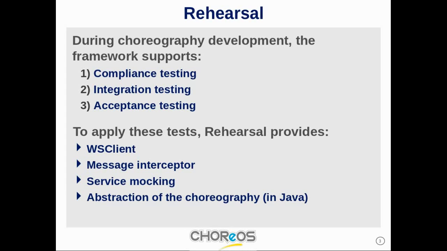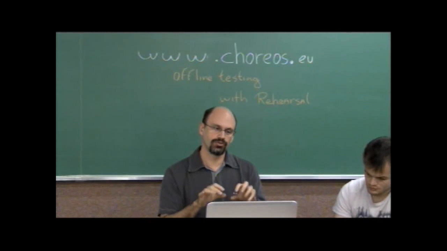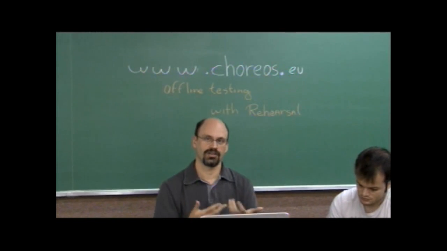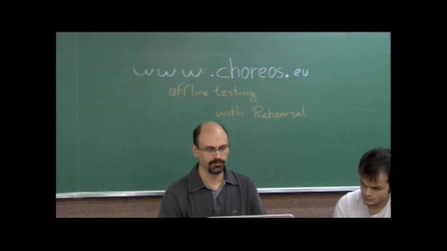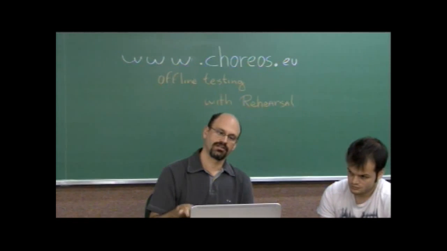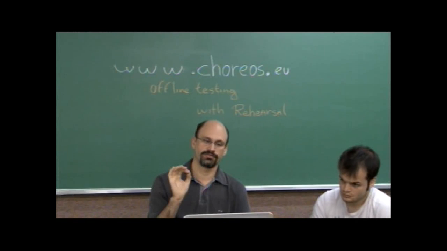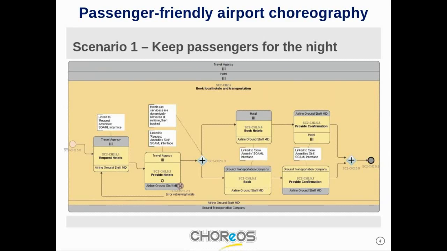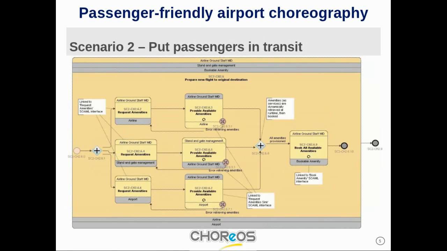And finally, the abstraction of the choreography in Java can be used by developers to write Java code to test the different functionalities of a choreography, to interact with the choreography using Java expressions. So to demonstrate the use of Rehearsal at this time with these three different kinds of tests, we'll use, as an example, the passenger-friendly airport choreography, which is a Choreos project use case. And we'll work here in this demo with two scenarios. First, the keep passengers for the night scenario, and then the put passengers in transit.